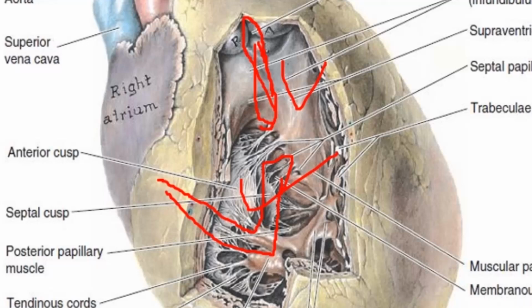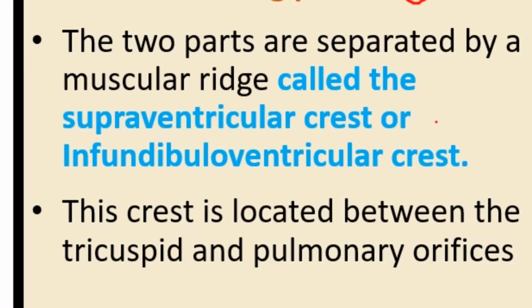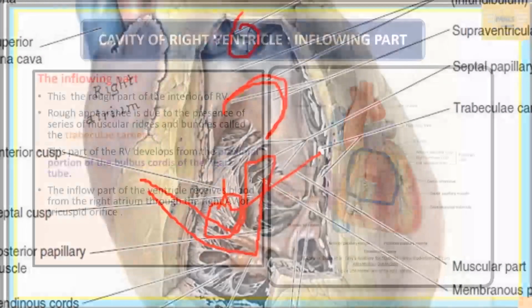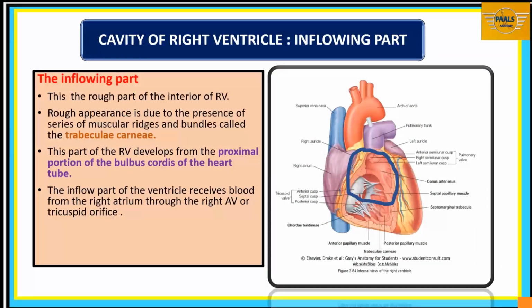The two parts are separated by a muscular ridge. Here is a muscular ridge, and the name of this muscular ridge is supraventricular crest or infundibuloventricular crest. That's the spelling, supraventricular crest or infundibuloventricular crest. This crest is located between the tricuspid opening here and the pulmonary opening here. We will next consider the inflowing part.